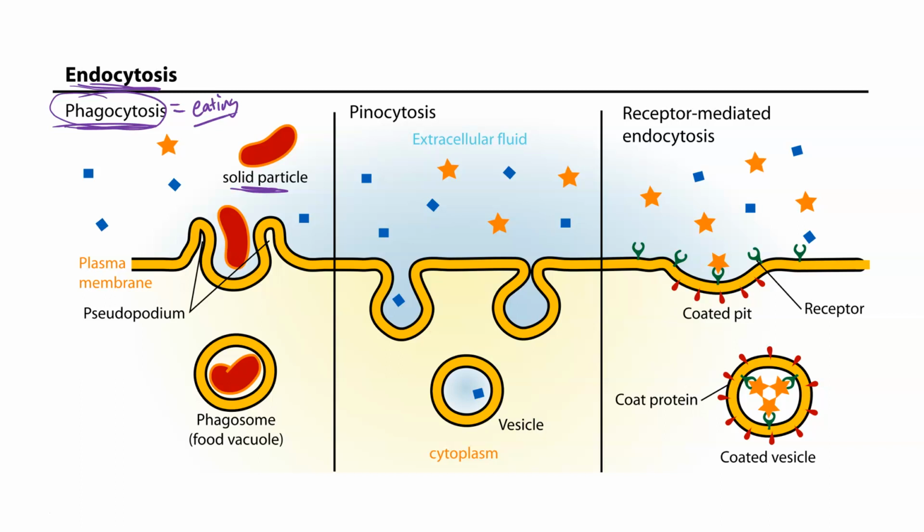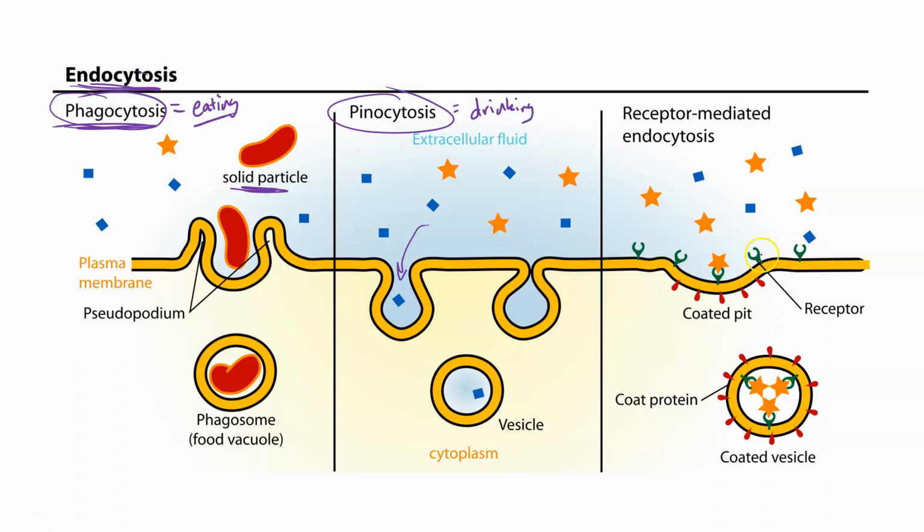Fluids, okay, extracellular fluids, fluids that contain solutes or small particles are going to be brought in through endocytosis, but specifically with the process of pinocytosis. Pinocytosis I would consider to be cell drinking because it is fluid and not solid. Cell drinking would be pinocytosis, cell eating would be phagocytosis, and then there's a different form of endocytosis that's all about receptors and receiving signals.